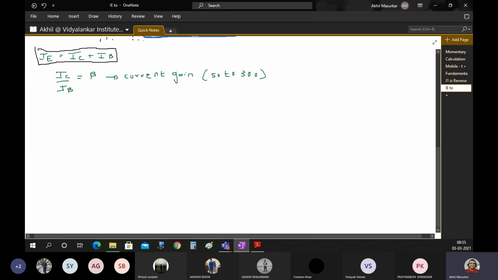Now let us define one more ratio, that is IC upon IE.